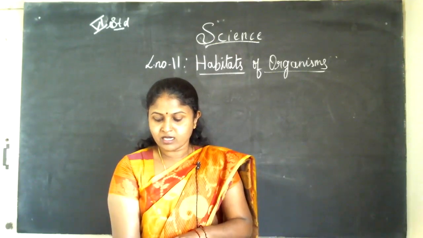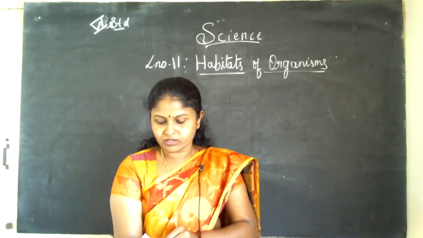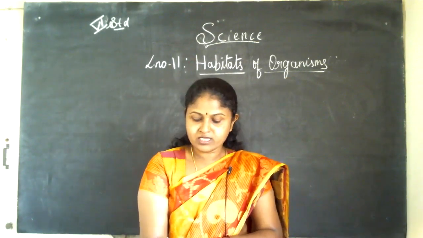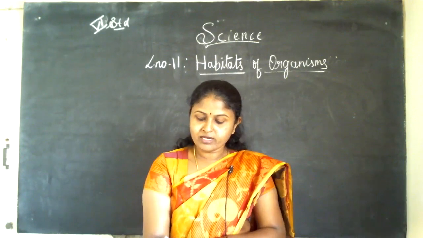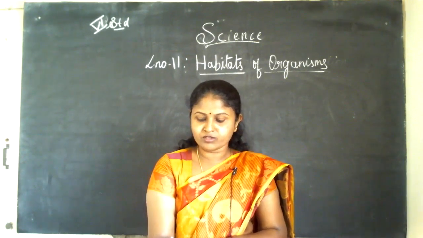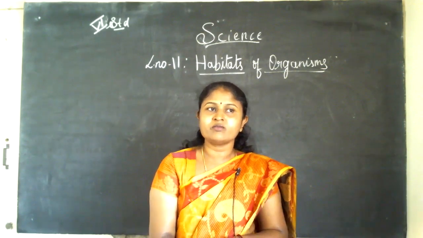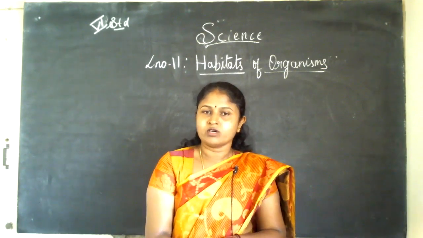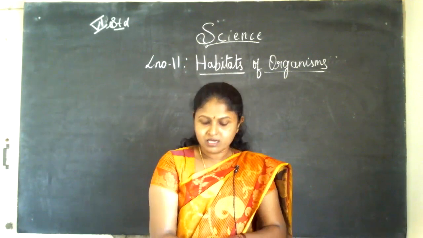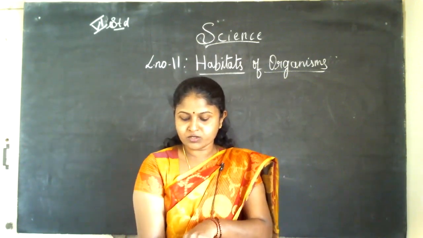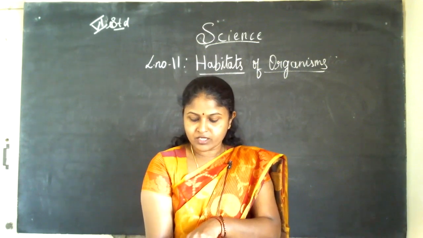Aquatic habitats are further subdivided into the following. Marine habitats, the first one, cover about 3/4 of the Earth's surface. As I told you, the Earth is covered with 3/4 water and the rest is land. They include oceans, coral reefs, and estuaries.